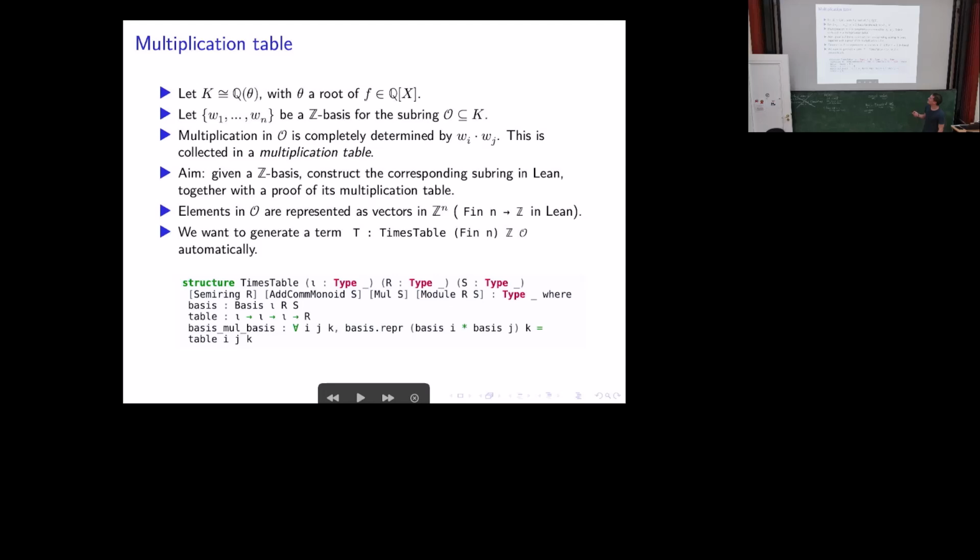Yeah, so we want to generate a times table automatically. And this times table essentially consists of a basis, a Z basis in our case, for our ring, the table itself, and a proof of correctness of the table. And we want to generate this proof of correctness automatically.